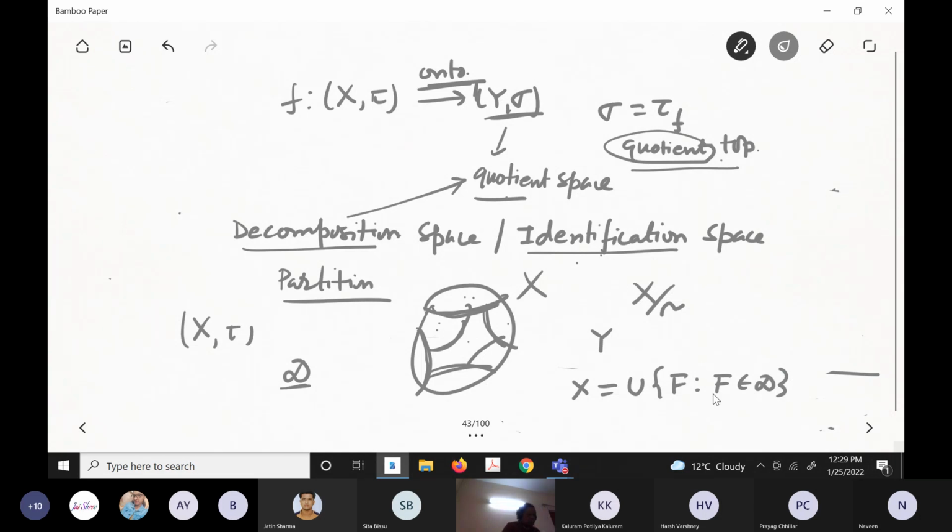This is X. And Y, on the other hand, I am taking this thing. Whereas you can see that X will be the union of all these partitions. That means the points of Y are each of these classes. On Y I want to give a topology, which will actually be a quotient topology. What topology do I want to keep? First of all, how will I define an open set here?